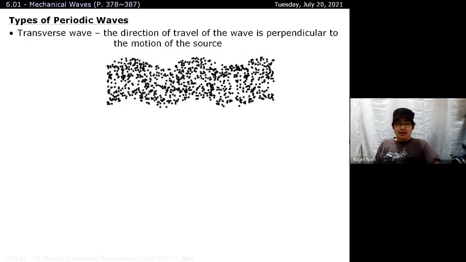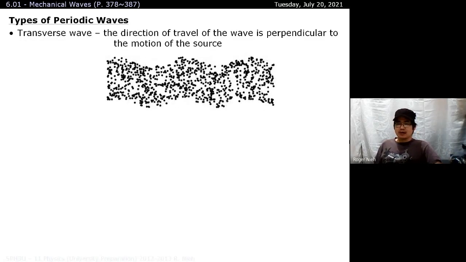We're talking about mechanical waves, and sound is an excellent example of a mechanical wave.